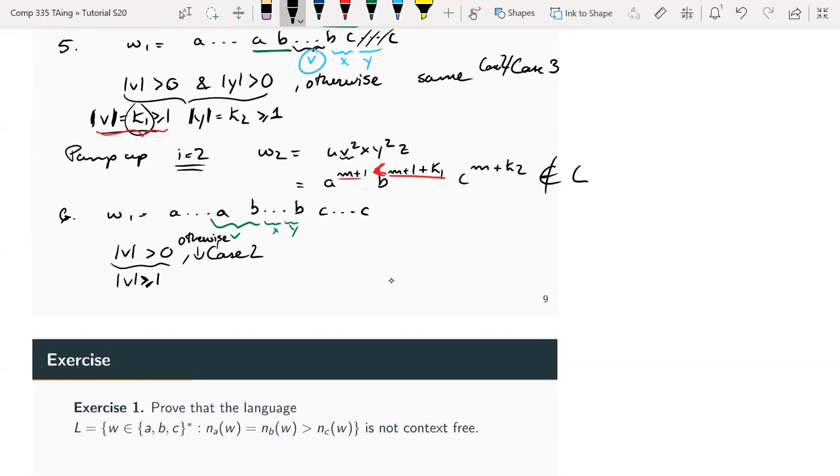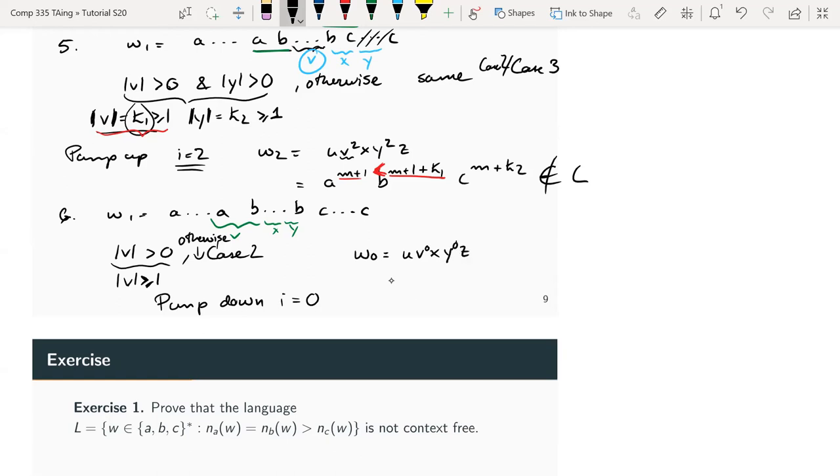So now I'm not going to give you an explicit structure, because it's going to get very messy if I do that. But what you need to notice is if I pump down, and in fact, pumping up is not always going to work. Try to think why, and I'll answer that in a few seconds. You're going to pump down, and you're going to pick i as 0. When i is 0, then w0 is u, v^0, x, y^0, z.